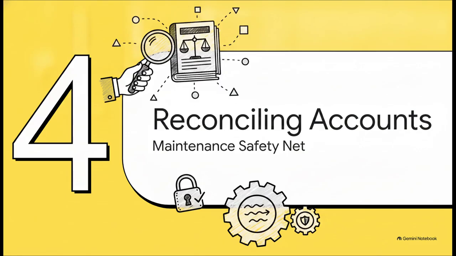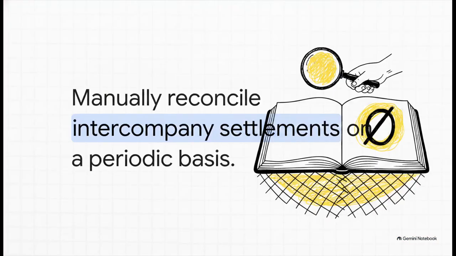Finally, let's wrap things up with Section 4, reconciling intercompany accounts, your maintenance safety net. Look, it is absolutely amazing to have automated AAIs doing the heavy lifting every single day, but the official documentation outlines a very clear best practice. You should manually reconcile your intercompany settlements on a periodic basis. You really have to treat this as your safety net. It's how you ensure no weird, complex transaction anomalies have slipped through the cracks and messed up that zero balance goal.